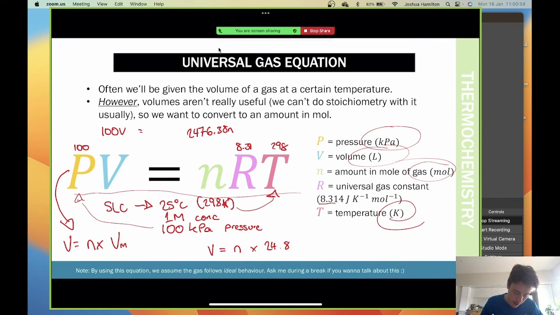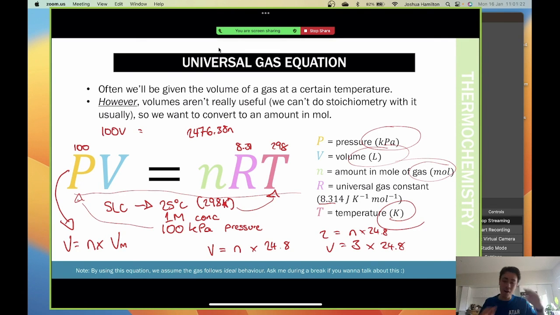Or you could go, oh, I already know that I'm at SLC, so all I need to do is go 2 liters equals N times 24.8. Or the other way around. If I'm told I have, say, 3 moles, I go volume equals 3 moles times 24.8. Find my volume. So this is another equation that is really, really useful, and it's in the VCAR data booklet. It's in the VCAR study design.